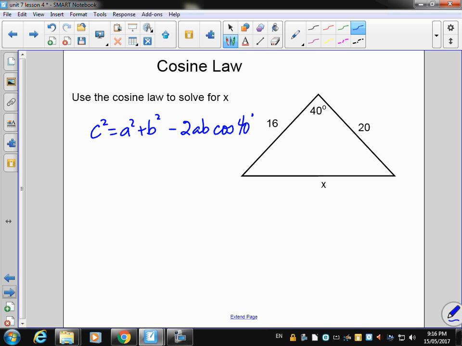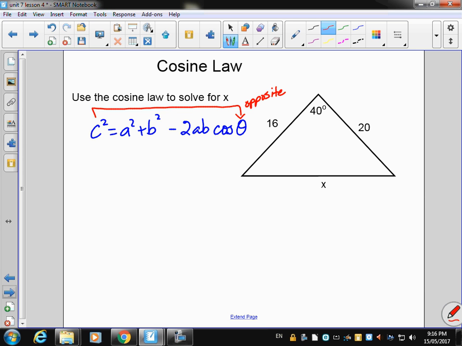C squared equals A squared plus B squared, subtract 2 times A times B times cos of the angle. Let's not put a 40 in there. That's only for this particular problem. The important thing to remember with the cos law, similar to the sine law, is that this is across from this. Triangles are all about opposite ratios.